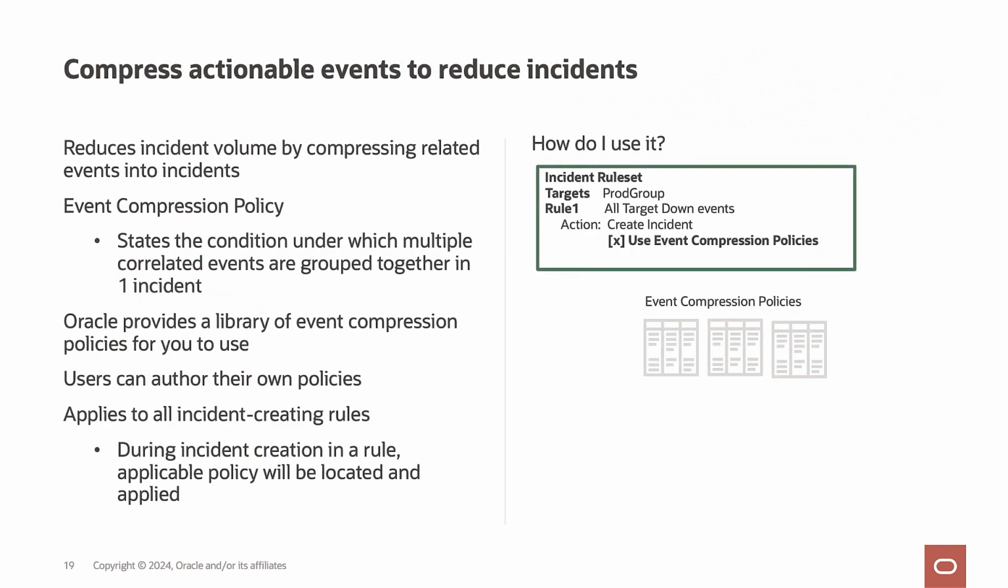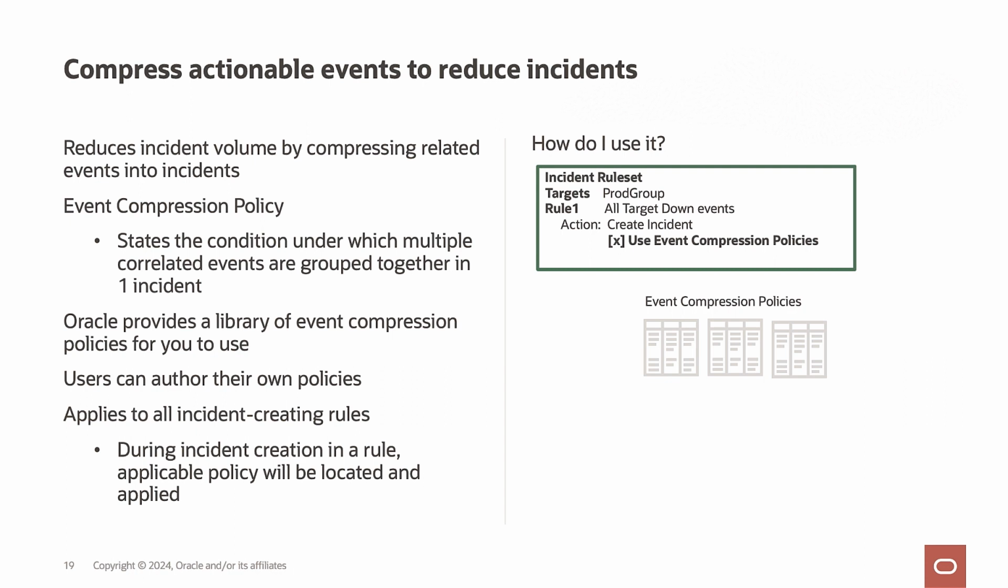As your enterprise grows, so may the volume of incidents you receive. Therefore, it's important to reduce the number of incidents. Event compression in general reduces incident volume by compressing related events into incidents. In EM, event compression policies state the condition in which multiple correlated events are grouped together in a single incident. Oracle provides a library of event compression policies that you can use based on common scenarios, but you can also choose to author your own policies as well.